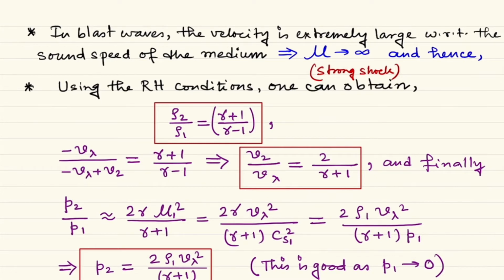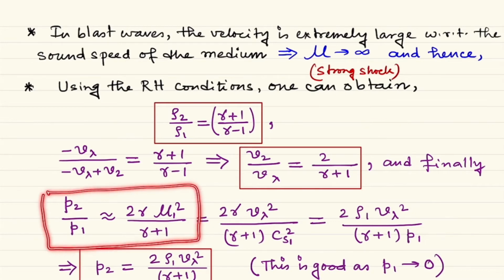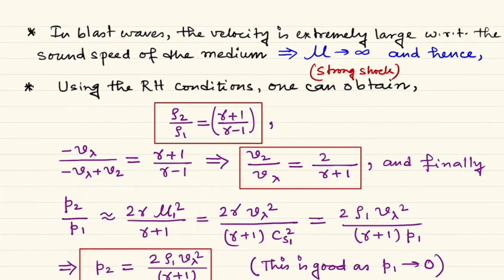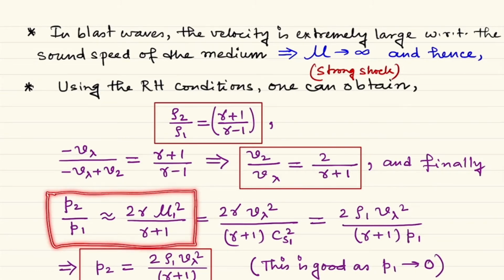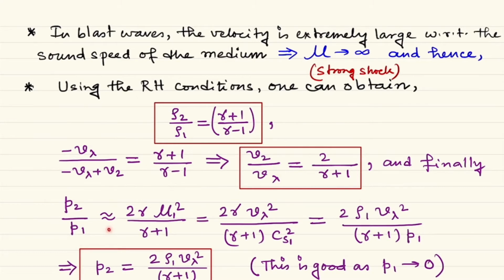Now if you remember the ratio of P2 by P1, for again the case where M tends to infinity, of course it goes to infinity, but now we are taking not infinity but very large. Then, you can just refer to your previous lectures, the ratio P2 by P1 almost will be equal to 2 gamma times M1 square by gamma plus 1.